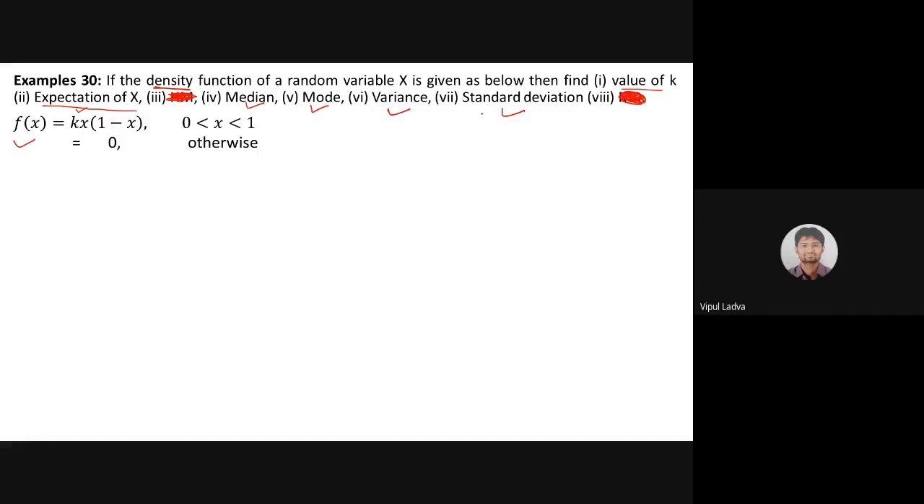Earlier, in examples 26, 27, 28, 29, we were dealing with the discrete random variable. Now we are dealing with the continuous random variable. Okay, so take care of that. Now let's go for the value of k.